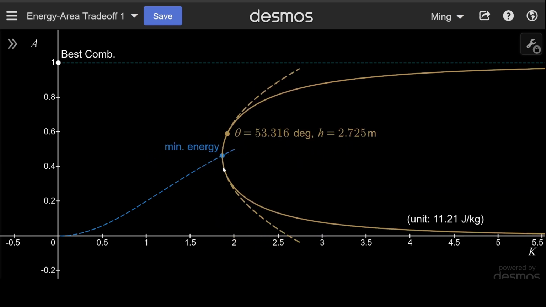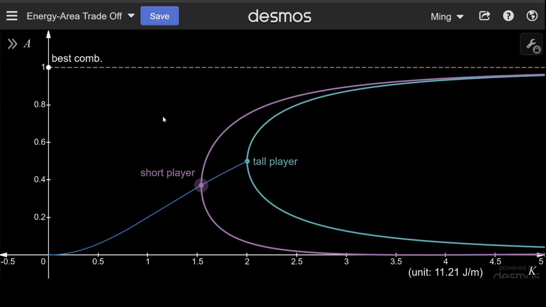The blue curve is the path that the minimum energy point traces out as we vary h. And the dotted brown curve is an approximation of the exact energy area trade-off curve when the energy is near minimum. So now let's put two curves on the plot, one for the taller player and one for the shorter player. We want a combination that has low energy and high area.